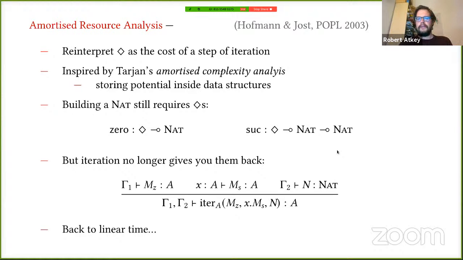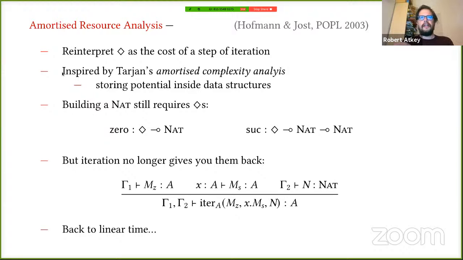So before, diamonds were some kind of concept of iterability, but they weren't directly consumed. Like there could be n many diamonds in the system, but that didn't mean you were going to do n many steps. Now what we're going to do is reinterpret a diamond as literally the cost of a step of iteration. So the number of diamonds you get as input is directly proportional to the number of steps you do, because that's the number of steps of iteration you can do. And this is inspired by Tarjan's amortized complexity analysis.